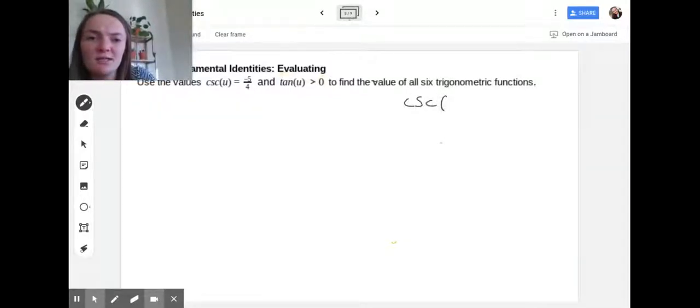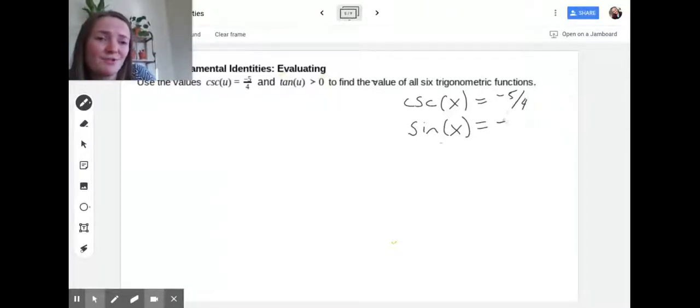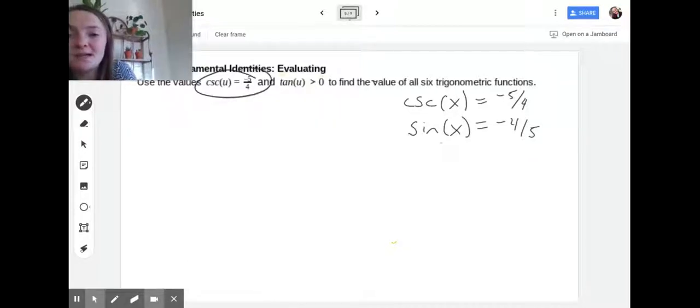So cosecant of x is equal to negative 5/4. If I know cosecant of x, by reciprocal identities I already know what sine x is. It's the reciprocal, so it's negative 4/5. So really, I only need to find 4 other trig functions. Let's go ahead and draw a triangle, because I don't know what negative 4/5 is on my unit circle, but I can draw a triangle to figure it out.